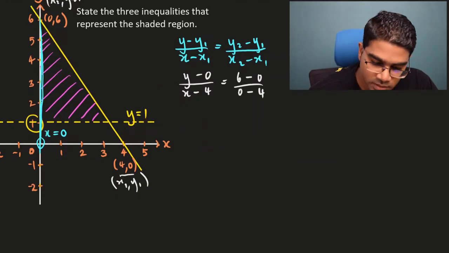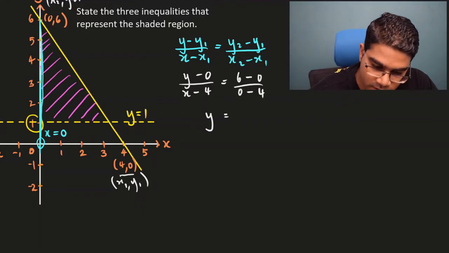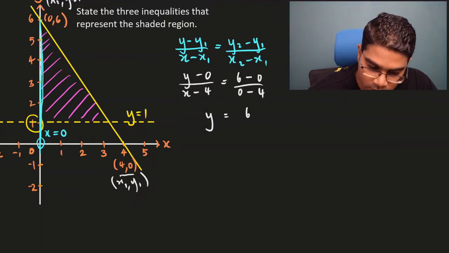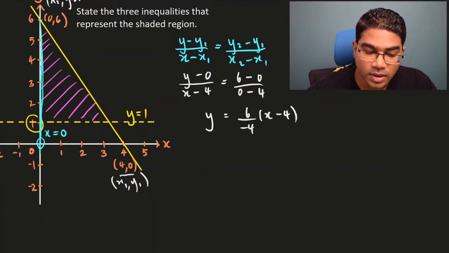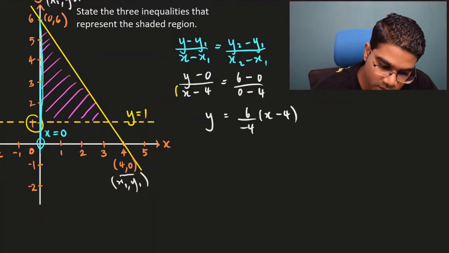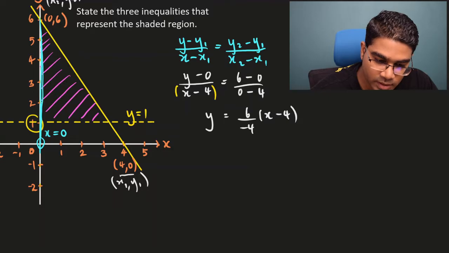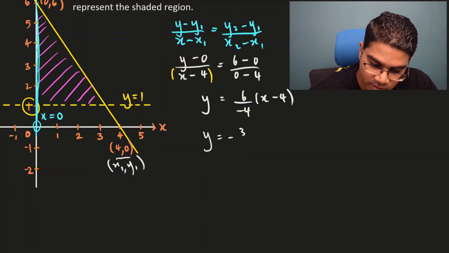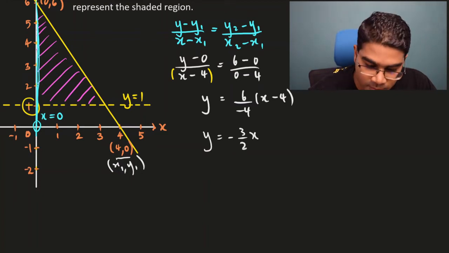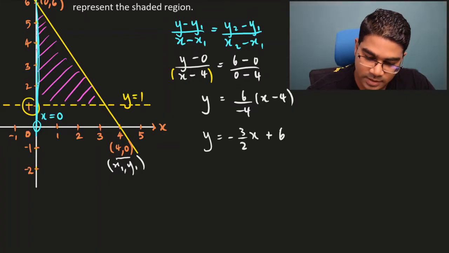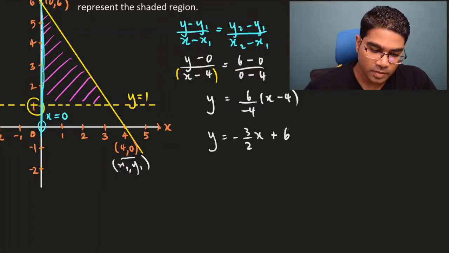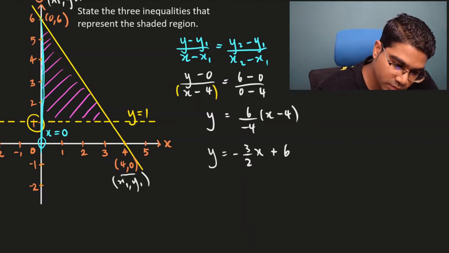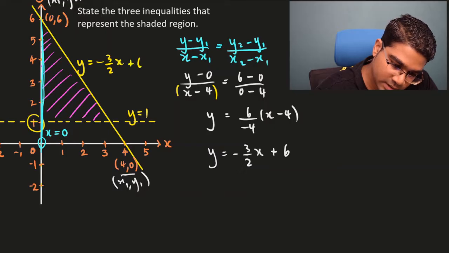When we simplify this, we get y equals 6 over negative 4 multiplied by (x minus 4). All I'm doing is multiplying the whole equation by this. Now when we simplify this further, we get y equals negative 3 over 2 x, now I'm just expanding the brackets, plus 6. So now that we have our 3 boundaries, this equation is y equals negative 3 over 2 x plus 6.